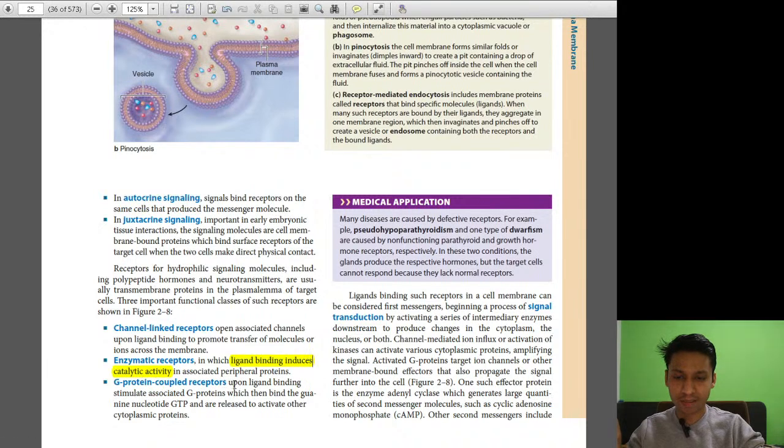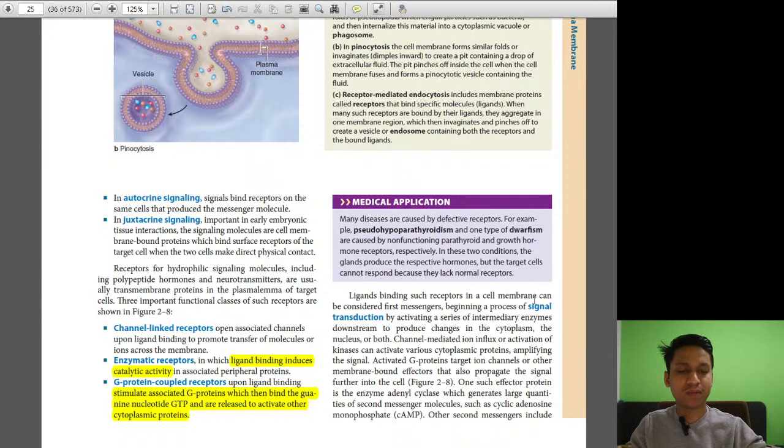G protein coupled receptors, upon ligand binding, stimulate associated G protein, and G protein, which then binds to GTP, is released to activate other cytoplasmic proteins. So GTP, guanosine triphosphate, the nucleotide, will go and activate other proteins. Like, we know the basics of DNA to RNA, RNA to protein. How can GTP activate a polypeptide? But we need the G protein to be activated, and they are activated by G protein coupled receptors. They stimulate associated G protein, activate other cytoplasmic proteins. Perfect. So we read about three types of receptors that receive a particular signal.